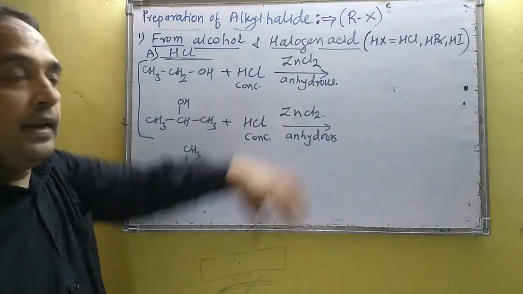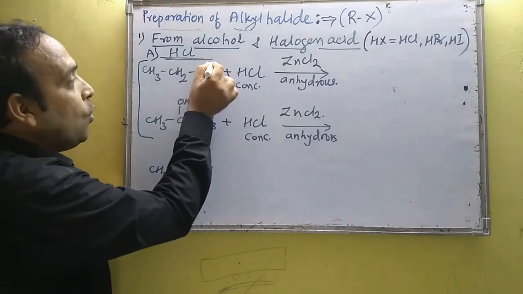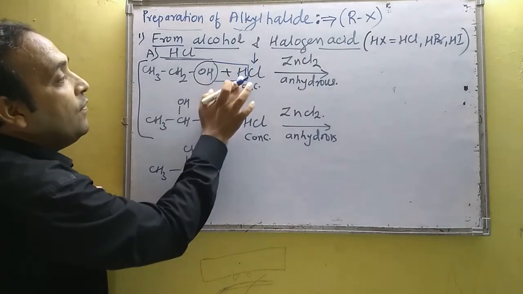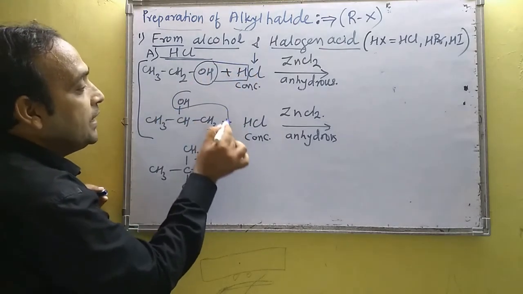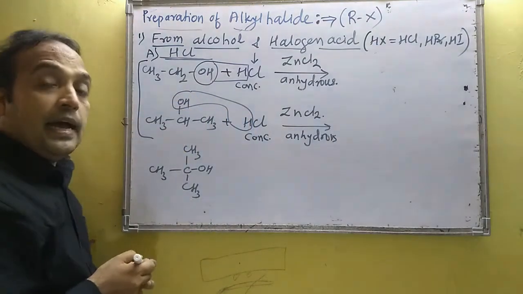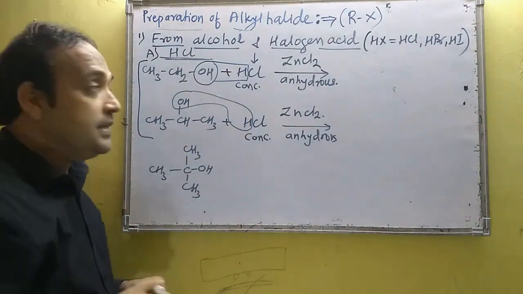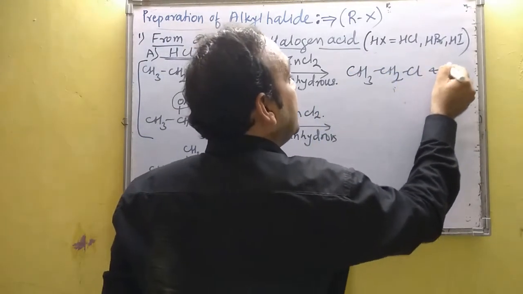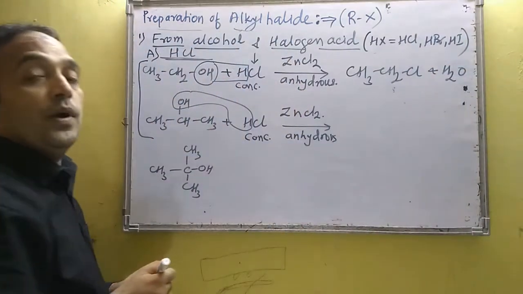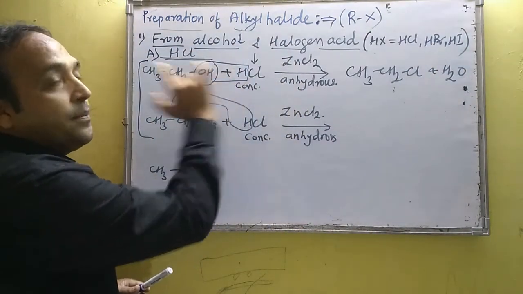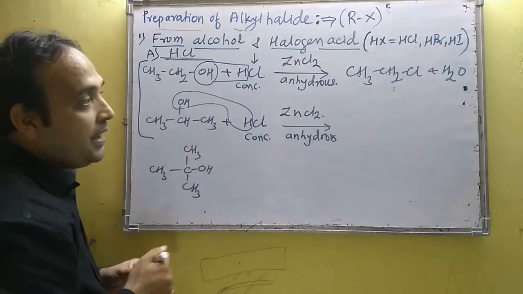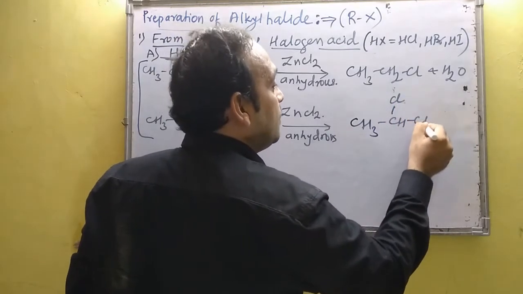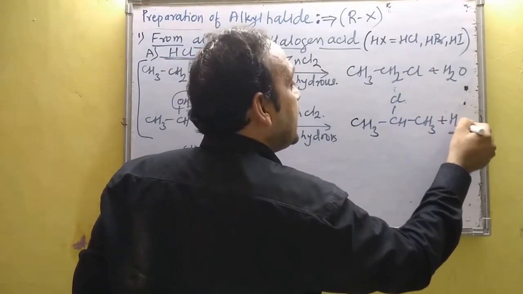Now in this case, as usual, OH is replaced by Cl, or we can say there is a removal of H2O. Ethyl alcohol is converted into ethyl chloride. Here OH is replaced by Cl. My product is CH3CHCl-CH3 plus H2O.